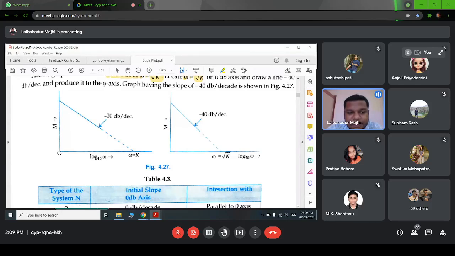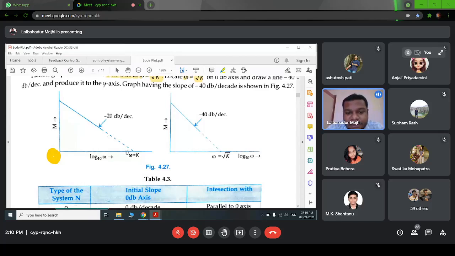So for a type 1 system, this is your 0 dB axis, and this is your magnitude plot. It will intersect the 0 dB axis when the value of omega is equal to k. So to draw this point, because we don't know the starting point of our asymptote, how can we draw this minus 20 dB per decade line?